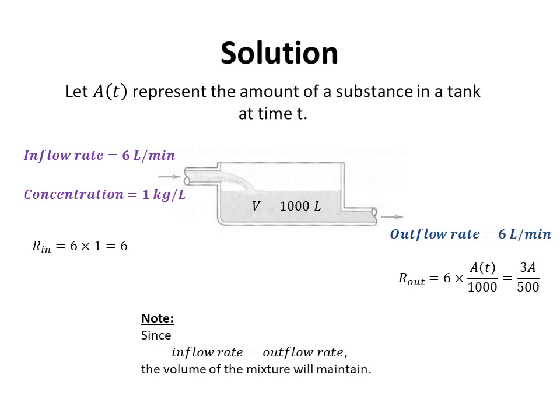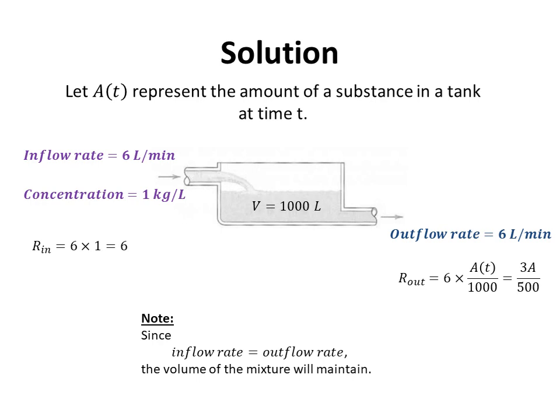Solution: let A of t represent the amount of a substance in a tank at time t. The inflow rate is given as 6 liters per minute and the concentration is 1 kg per liter. Find the input rate R_in by multiplying these two values. Therefore, R_in equals 6. Since the inflow rate equals the outflow rate, the volume of the mixture will be maintained.